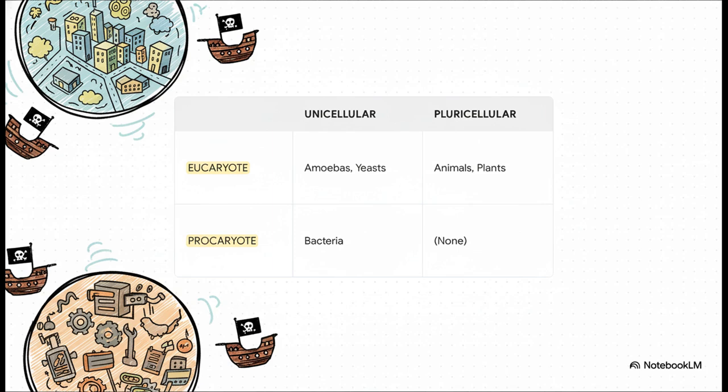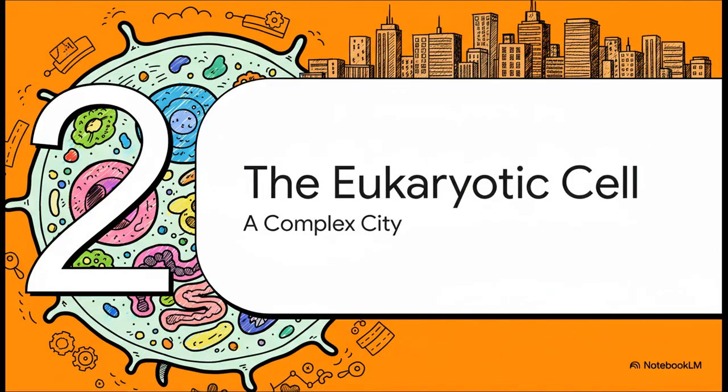And this table here gives you some fantastic examples of where you find these guys. Eukaryotes can be single-celled, like an amoeba, or they can team up to form these incredibly complex multicellular organisms, like us, or the plant sitting on your windowsill. But prokaryotes, they are always unicellular. They are the masters of minimalism, like bacteria. So let's explore that first empire, the eukaryotes.